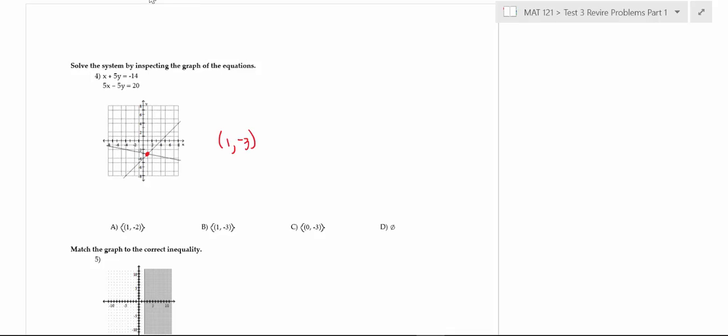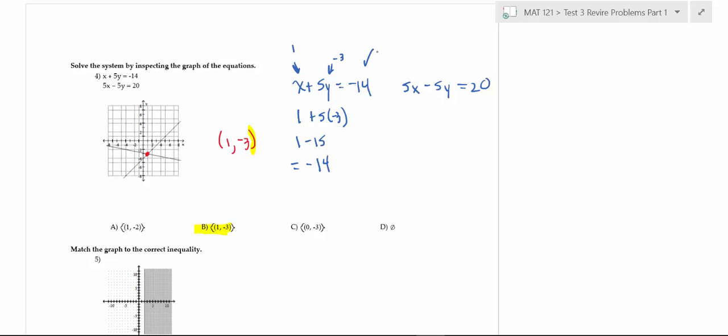Now, one of the things you want to do if you encountered a problem like this on a test, it's pretty easy to tell that you're right if you can figure out the intersection point. But one thing I want to reiterate here is if it's a solution, then it should check in both equations. So if I replace x with 1 and y with negative 3, it should work. Notice this is 1 plus 5 times negative 3. That's 1 minus 15, so that is equal to negative 14. So it definitely works in that equation.